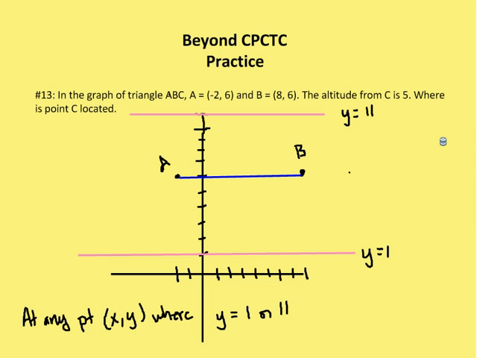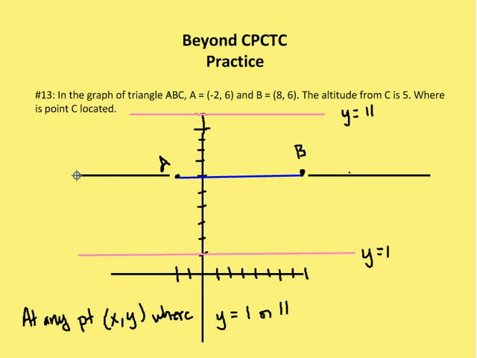Now, if we go back to our definition of an altitude, you're going to remember that an altitude of a triangle is a line segment drawn from any vertex. So in this case, the vertex is going to be C of the triangle to the opposite side, and the opposite side is going to be AB. And we can extend AB in either direction if we want. So we can take AB and extend it out to the right if we want, and we can also extend it to the left.